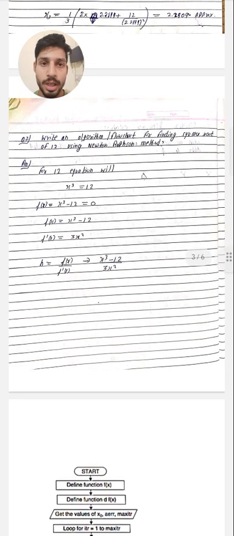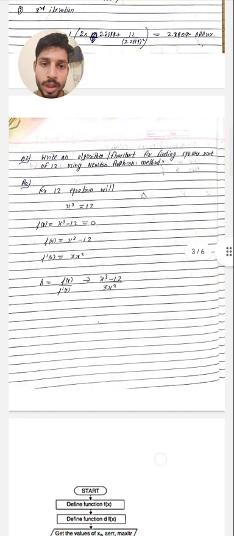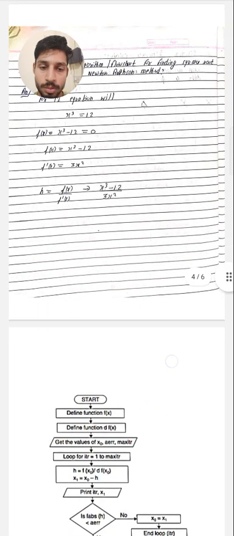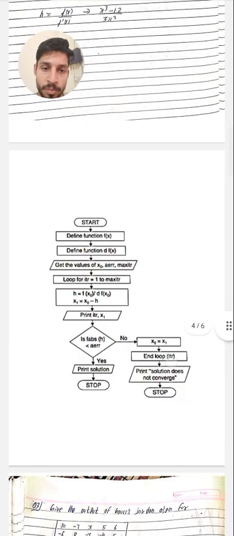We are asked an algorithm in this question. So now let's see the algorithm. Here we just start, define function f of x. We have already defined the function, which is x cube minus 12, and define function f dash x, which will be equal to 3x square. Now get the values of x naught, absolute error, and maximum iterations. We will get these values from the user.